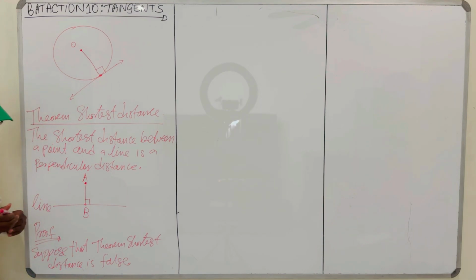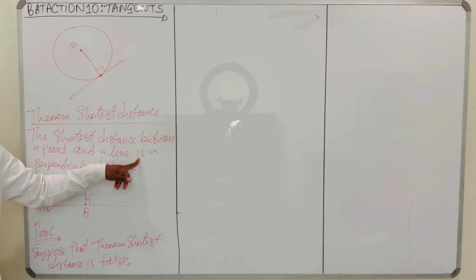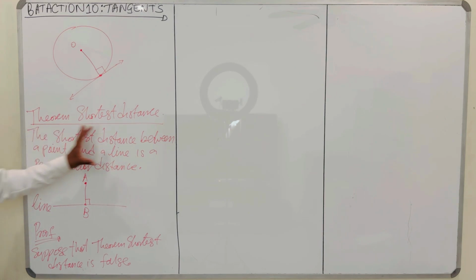I'm not sure if you understand what I'm going to say. We're assuming that the theorem shortest distance is false. If the theorem shortest distance is false, what does it mean? It means that we do have a shortest distance between a point and the line, but that distance is not perpendicular. Do you understand? Because we said the shortest distance between a point and the line is the perpendicular one. So we're falsifying the statement.